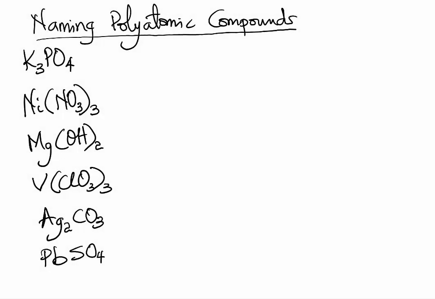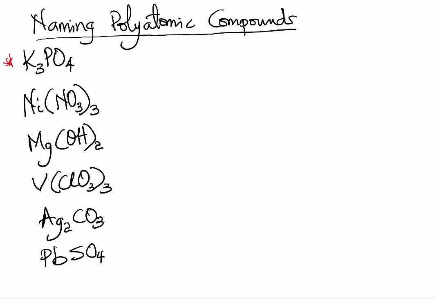Let us now name polyatomic compounds. The very first thing to do when you are naming a compound is to identify whether it is type 1, type 2, or type 3. In all of the compounds that we have here, we have metals. So they can only be either type 1 or type 2. The question is, what type of metal? Let us begin with the first one.